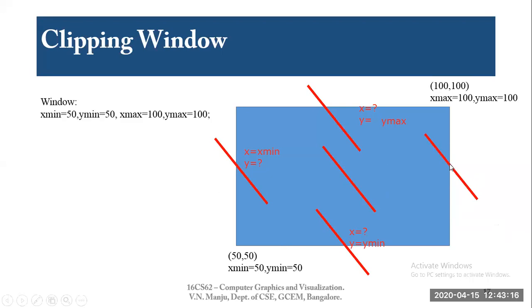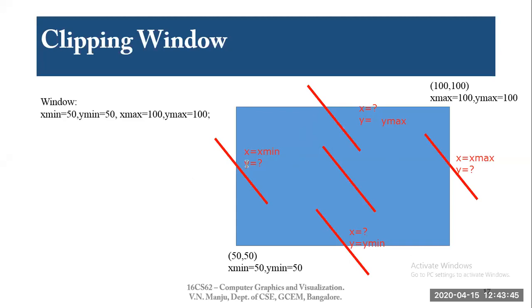Okay, similarly, the next line I can say, what is this point? For which one should I find the intersection point? So I should find the intersection point for Y. X is which one? X is x max. Okay, x is x max and y is unknown. Are you understanding? So now this is what we have to do.